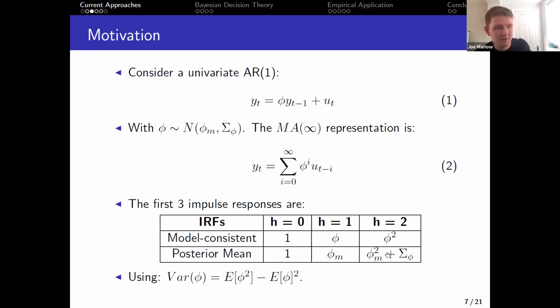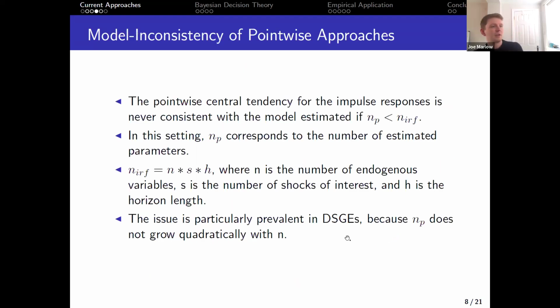This is the problem that we're trying to overcome, because we want to be able to produce a central tendency which can be explained by the model that we take to the data. It turns out that this is always an issue, provided that the number of estimated parameters in your model is less than the number of impulse responses that you're interested in. Here, the number of impulse responses is the individual points: the number of endogenous variables multiplied by the number of shocks, multiplied by the horizon of interest.